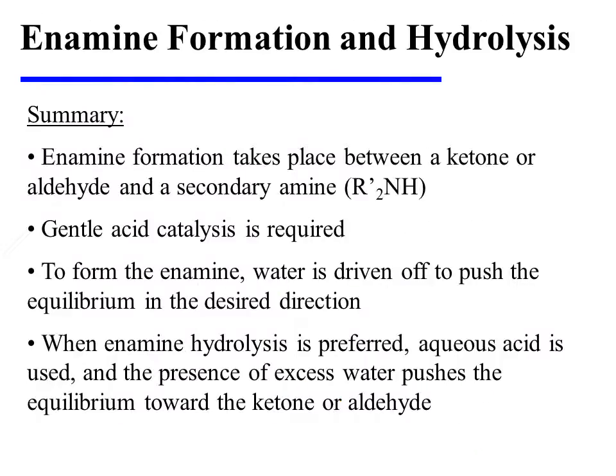In summary, enamine formation takes place between a ketone or aldehyde and a secondary amine. Gentle acid catalysis is required. To form the enamine, water is driven off to push the equilibrium in the desired direction. But when enamine hydrolysis is preferred, aqueous acid is used, and the presence of excess water pushes the equilibrium in the opposite direction toward the ketone or aldehyde.